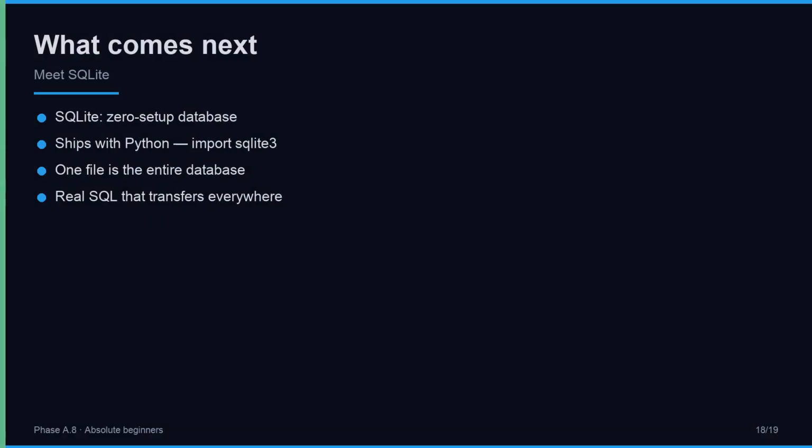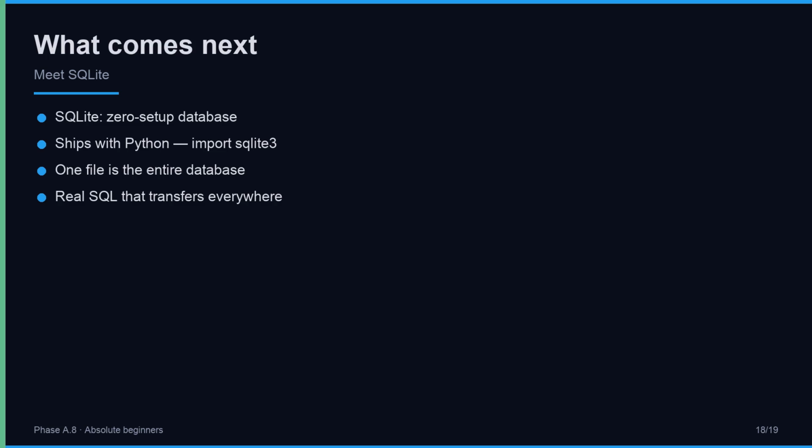SQLite is the friendliest database in the world. Zero setup, no server, no daemon, no configuration. It ships with Python. Import sqlite3, and you are ready. 1 file on disk is the entire database. And it speaks real SQL, the same language PostgreSQL and MySQL speak. Everything you learn with SQLite transfers. Let us open the door.